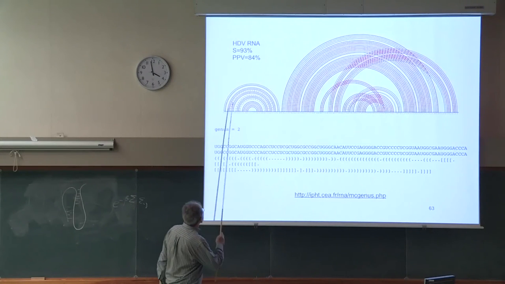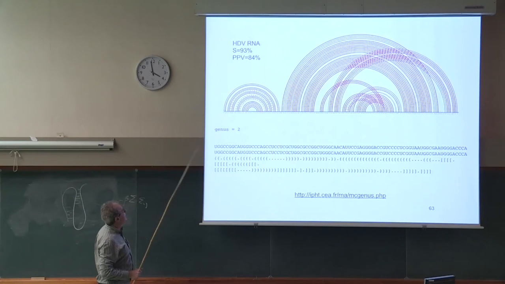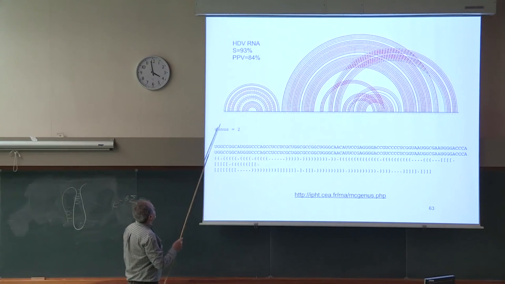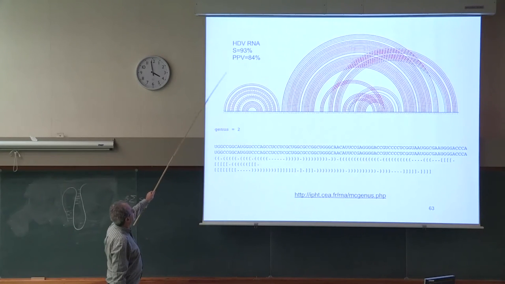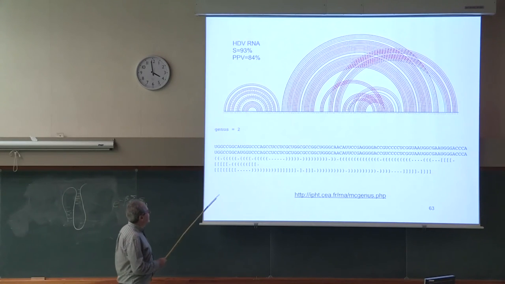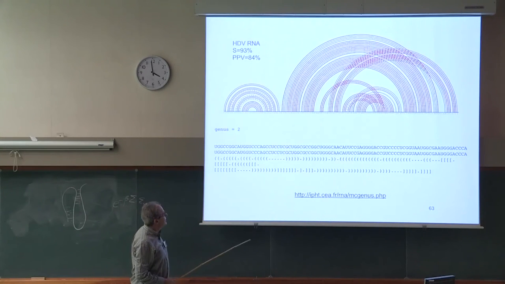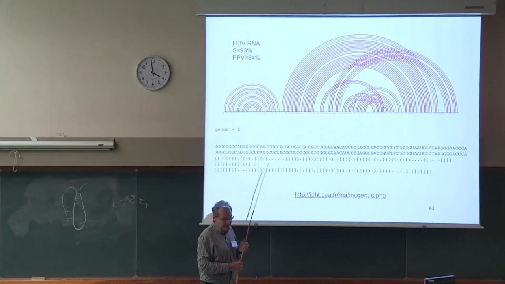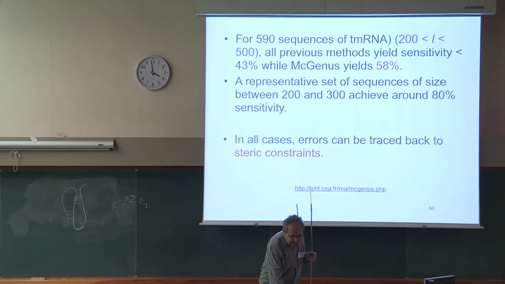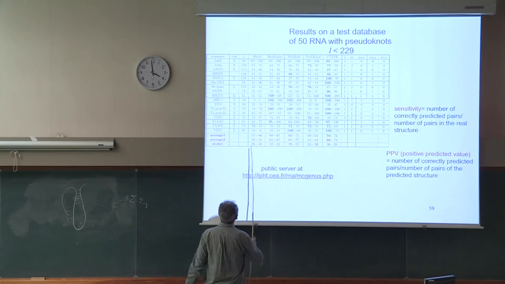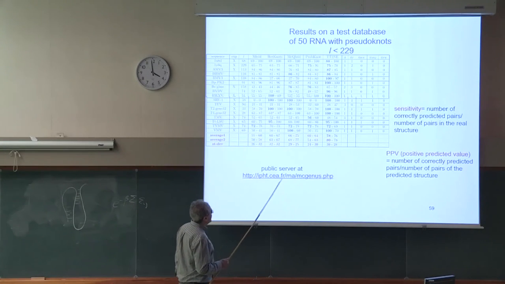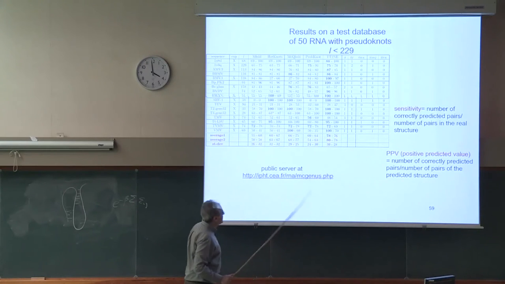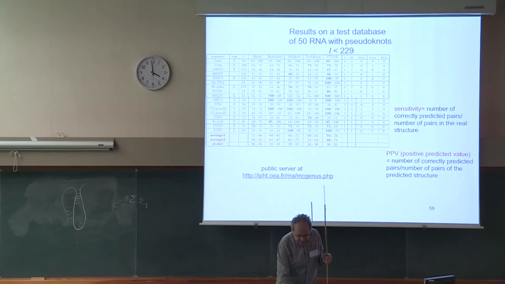This is, for instance, the HDV, the hepatitis delta virus. And you see that compared with the exact folding, it predicts 93% of the correct bases. And the structure that you see has genus 2, which is not obvious. What I want to stress is, I can show you the statistics, but this is a comparison of a certain number of RNA folding schemes, and our method is by far the best one and gives the best results at present.